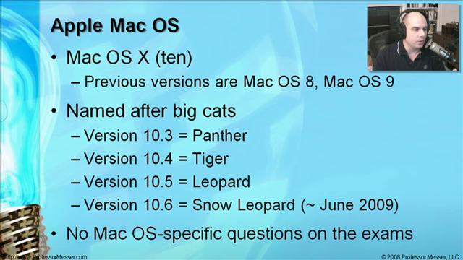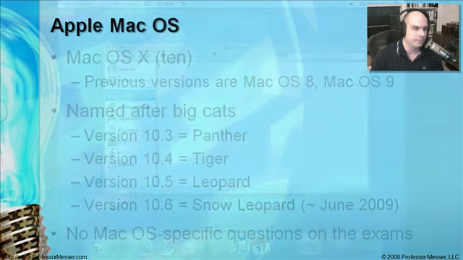Now, keep in mind, although we're going through looking at these different operating systems, there are no questions on the CompTIA A+ exam specific to Mac OS. This is really an overview of operating systems that I'm giving you. It's going to give you some insight into how these things work in Windows and why they're important, but you're not going to have any specific questions towards Apple or Macintosh operating systems anywhere on the exam.